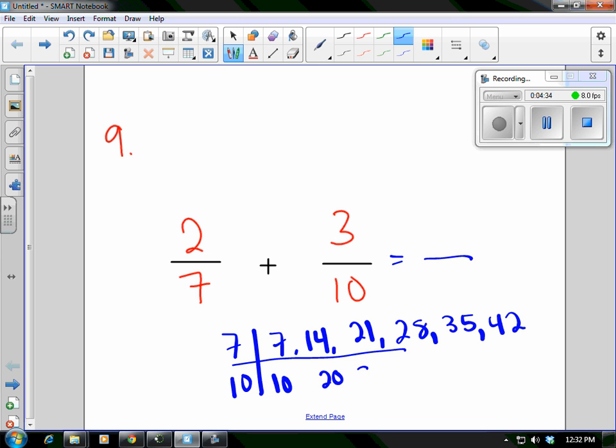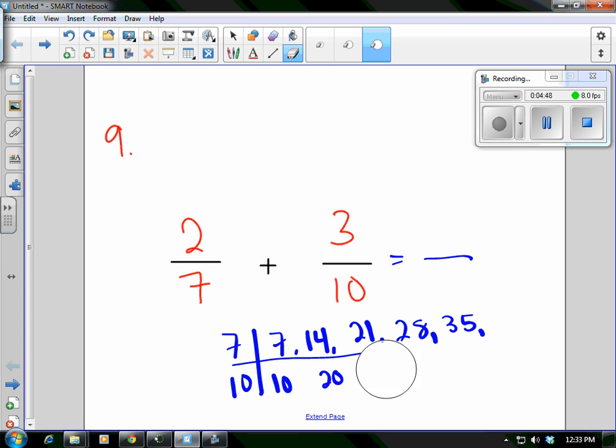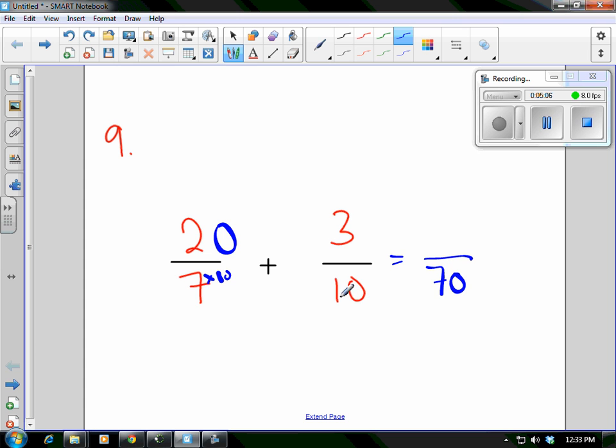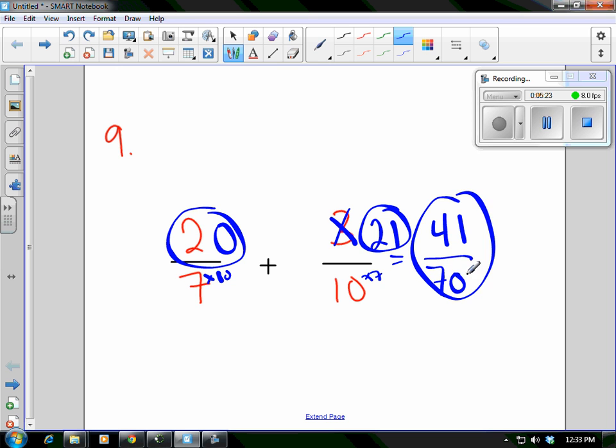10, 20, 30, 40, 50, 60. I think the biggest we're going to get is 70. Okay? Which is going to be 7 times 10. So when we come up with our multiple, this one's a really big one, but it's still going to be okay. 70. Okay? To multiply 7 to get it to 70, we multiply it by 10. So the top, we're going to multiply by 10, which makes it 20. The bottom, for this one, we're going to have to multiply by 7. 3 times 7 is 21. So now we have 20 plus 21, which is 41. 41 seventieths.